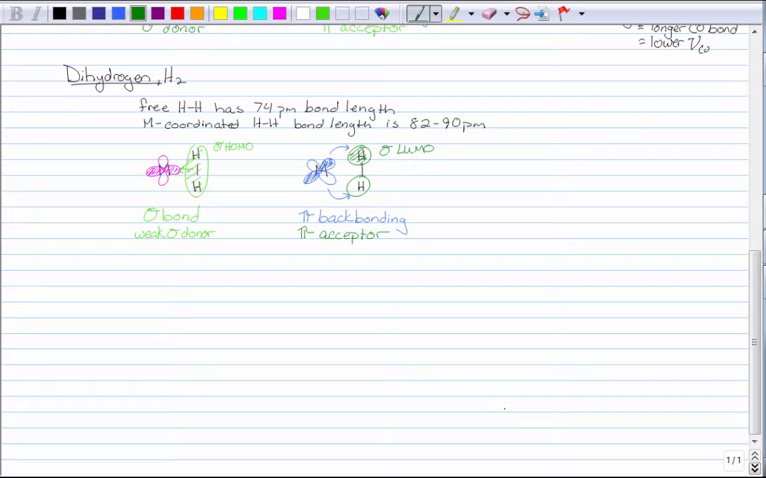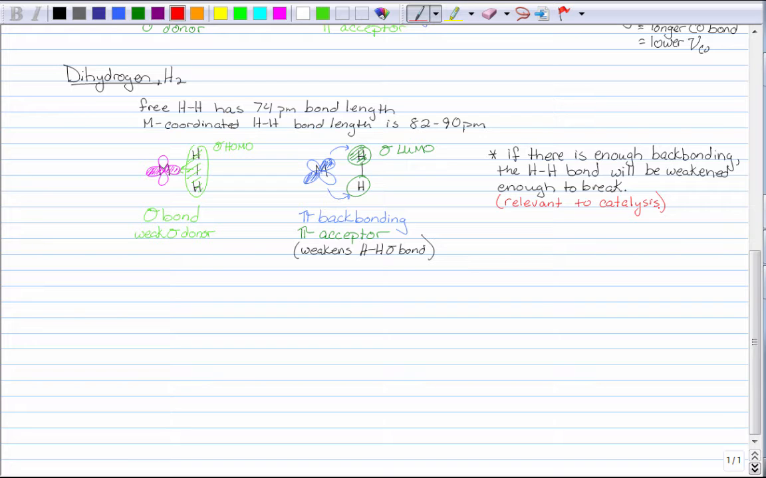Dihydrogen as a pi acceptor might be unexpected, but it explains why dihydrogen bound to a metal ion has a longer bond. It's because the pi back bonding weakens this sigma bond between the hydrogens. If there's enough pi back bonding, the hydrogen-hydrogen bond will actually be weakened enough to break. And this is actually very relevant to catalysis.